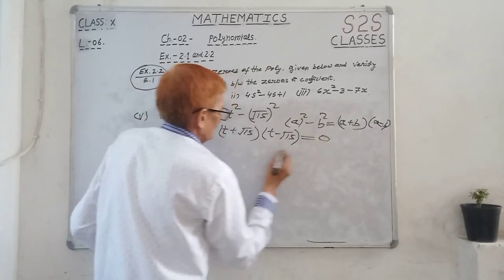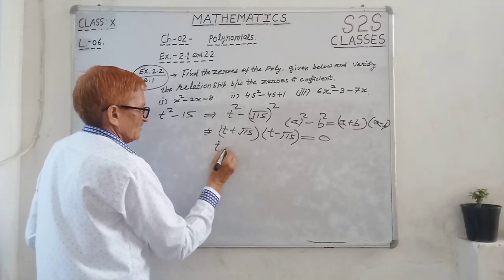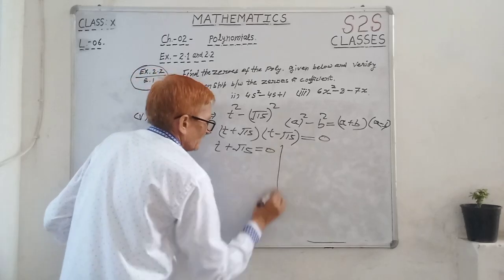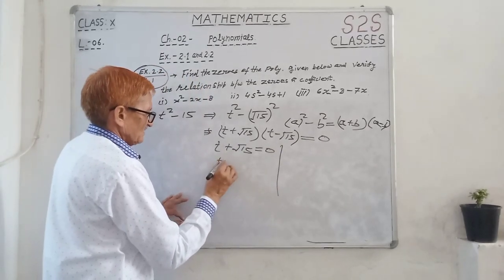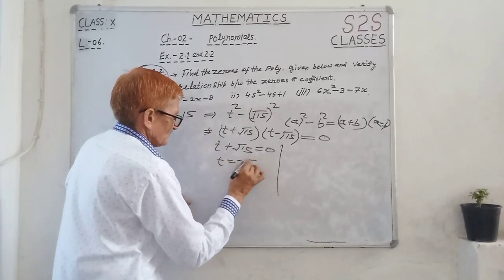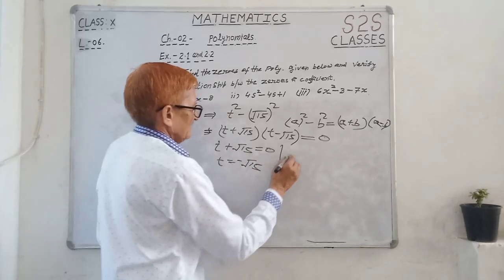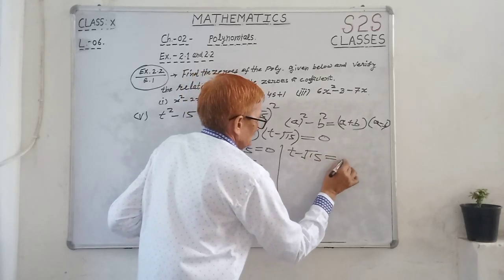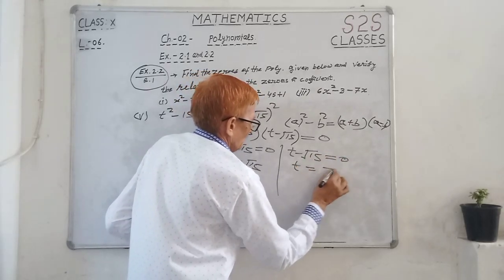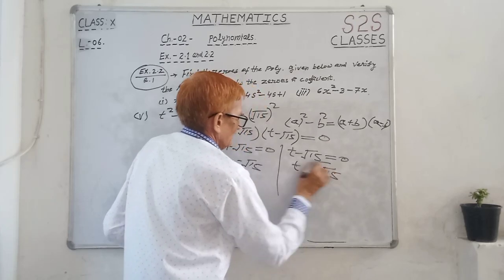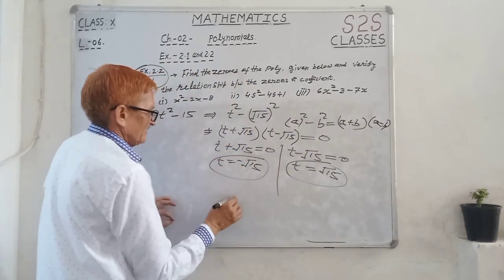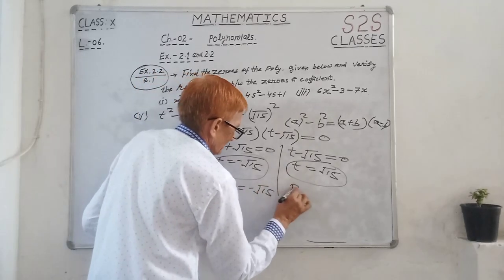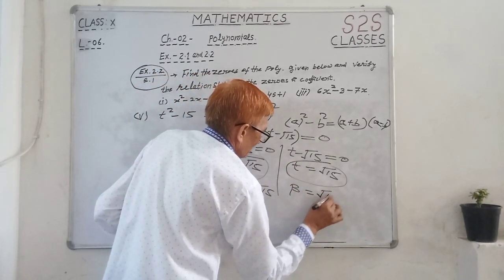Set each to 0 and take the value of the variable t. So t plus root 15 is equal to 0, one factor 0. Then t is equal to minus root 15. And similarly t minus root 15 is equal to 0, then t is equal to root 15. So these are the two zeros, alpha and beta. Alpha is equal to minus root 15 and beta is equal to root 15.